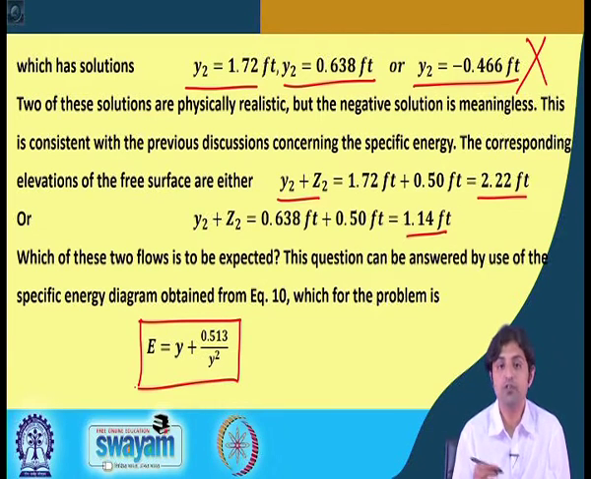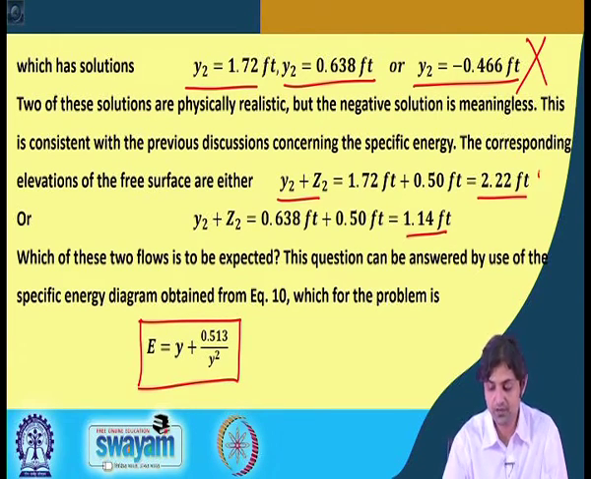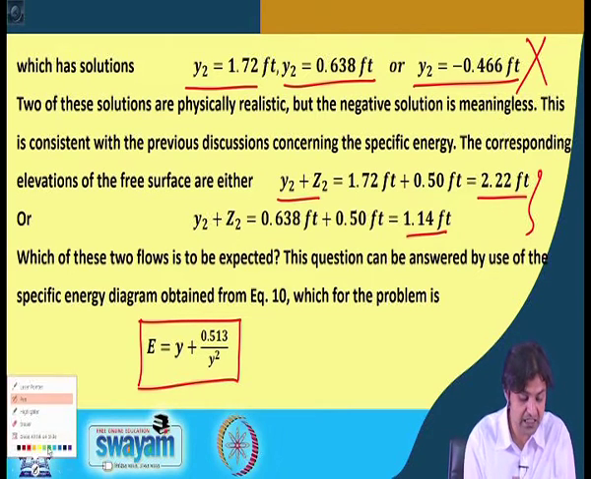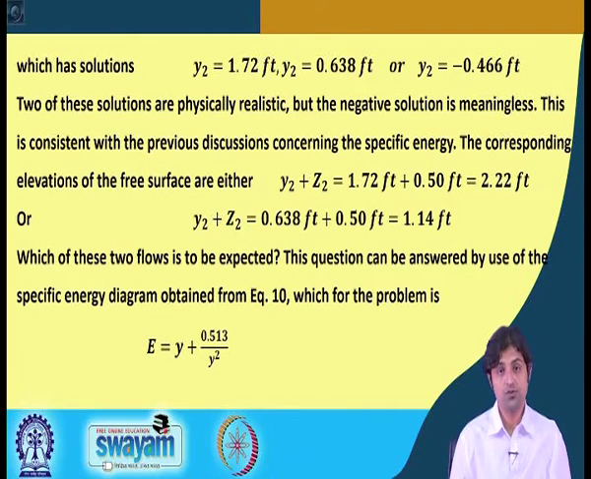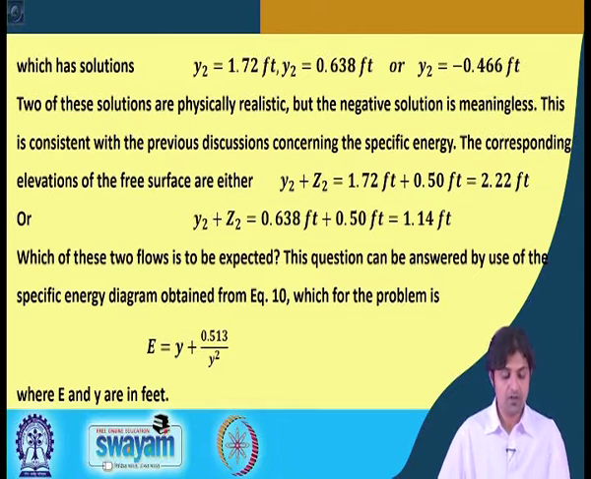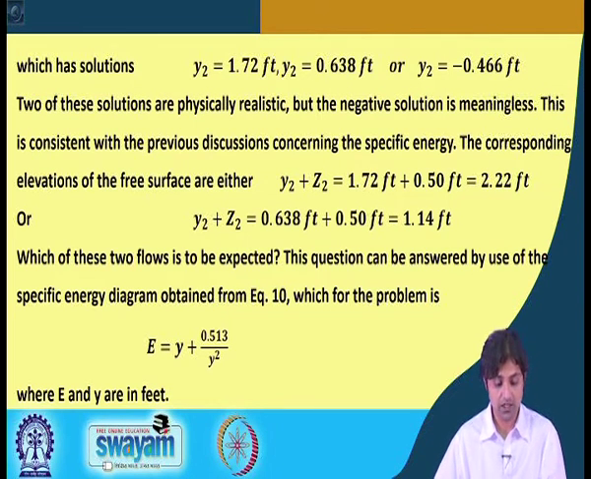This question is more for understanding. Until this point is fine for calculation in numericals in the assignments and exams, but the later discussion is a little intriguing. So, for this particular question, the energy equation is E equal to y plus 0.513 over y square, something like this, where E and y both are in feet.